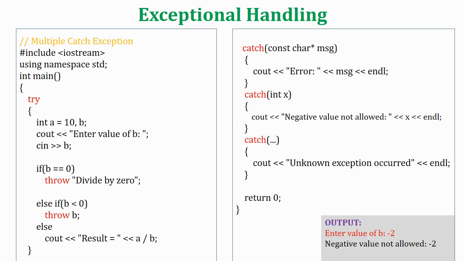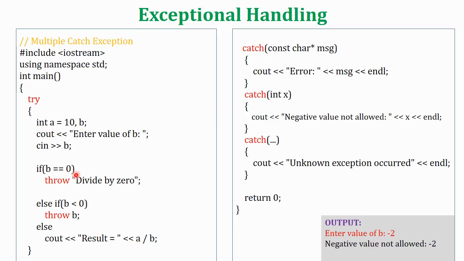For example, the try block. Here we are passing the values. For example, 10 is passed to A, then the B value is taken from the user dynamically. Then we verify the B value. If B equals 0, it will throw the message, for example, divide by 0. Else if the B value is less than 0, then it will throw the value. Else it will do the operation, for example, A divided by B.